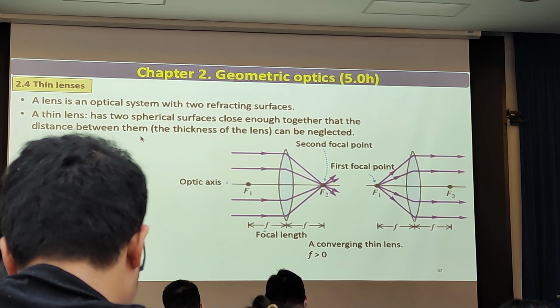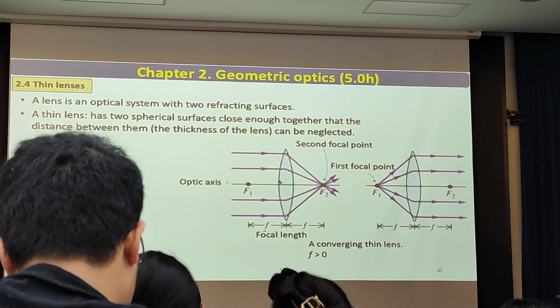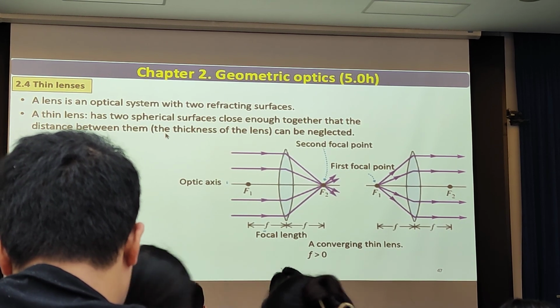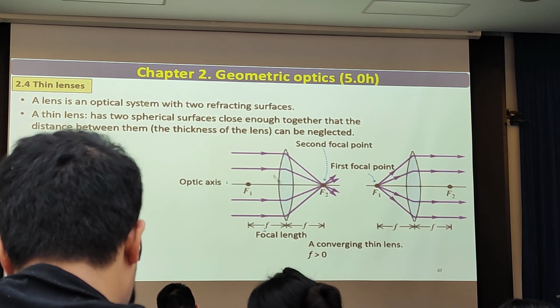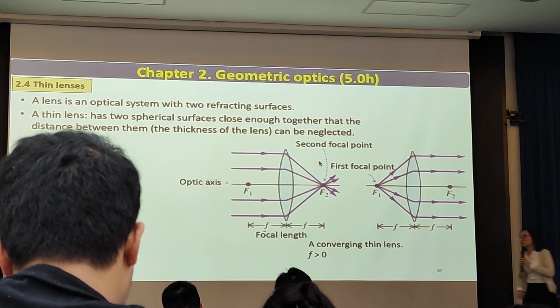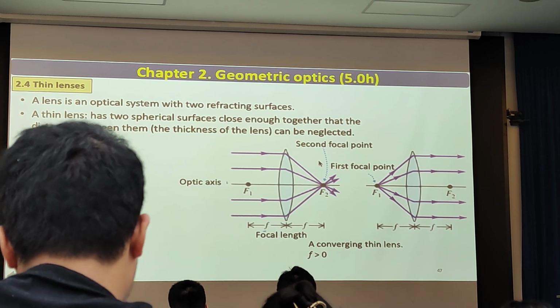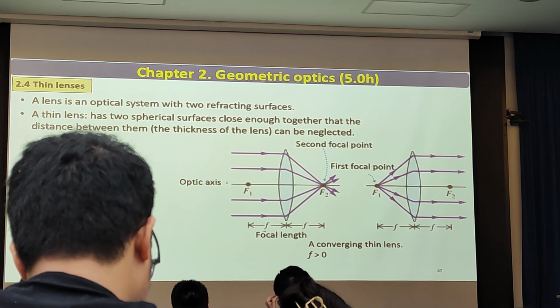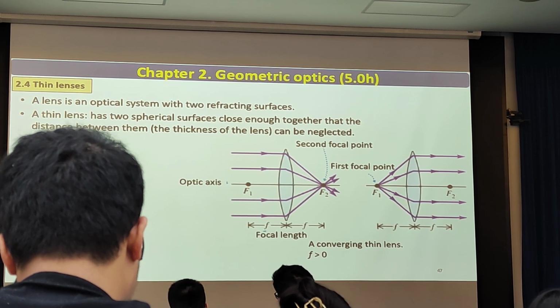And the thin lens has two spherical surfaces close enough together that the distance between them, or we say the thickness of the lens, can be neglected or is very, very small. So very close, and we can ignore that. So that's why normally you can use this symbol to show a thin lens as well. Here you can use that, or in your drawing you can use this one. Okay. I see you agree with me.